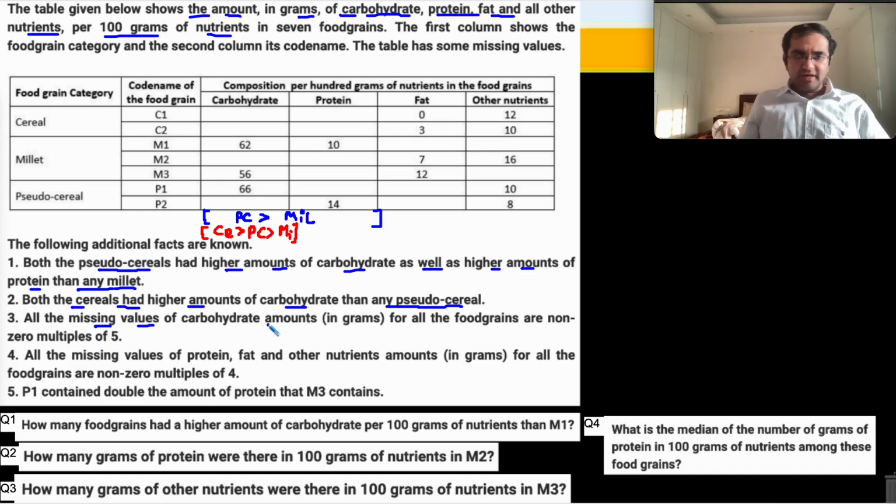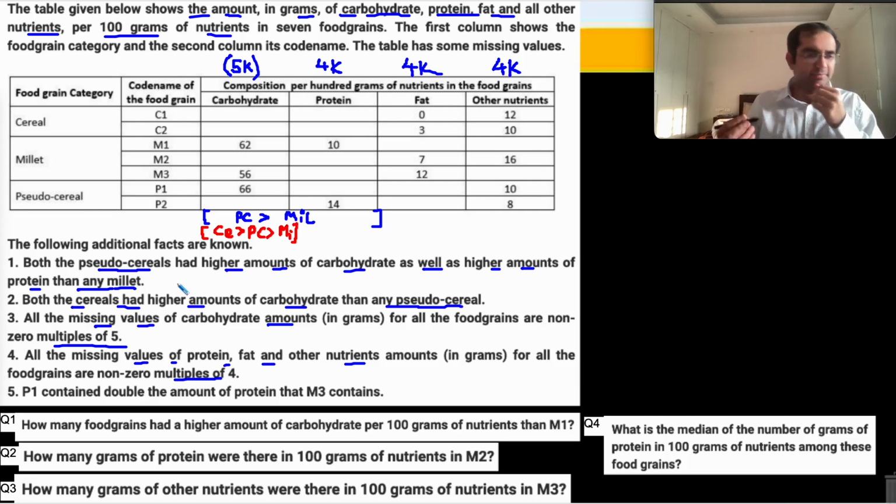All the missing values of carbohydrates are non-zero multiples of 5. I'll write it as 5k, meaning multiples of 5. And all the missing values of protein, fat, and other nutrients are non-zero multiples of 4. Non-zero is necessary. Multiple of 4, multiple of 4, and multiples of 4. This is the main instruction that we have, and they have not given any other help.